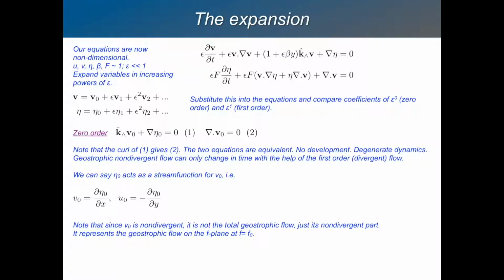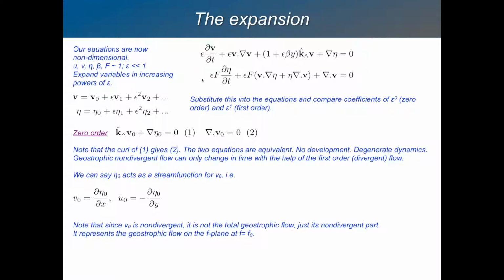Let's do the expansion. So our equations are all non-dimensional. We'll expand the variables in increasing powers of epsilon. So here, recap, here are our two equations. They look a little bit more messy than they did before, but basically we've got some terms which are multiplied by epsilon and some which are not, right? There's our momentum equations and here's our continuity equation.